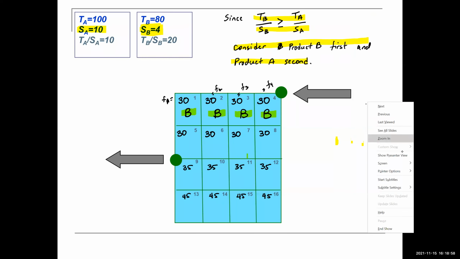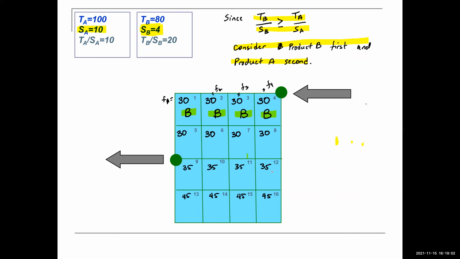So I'm going to assign 10 to A. And I'm going to use those that have 30 first. And then I have assigned 4. Let me use the ones that have 35. I have 8. So I have no other option than to use 2 from the 45. And then the other 2 will be unused.